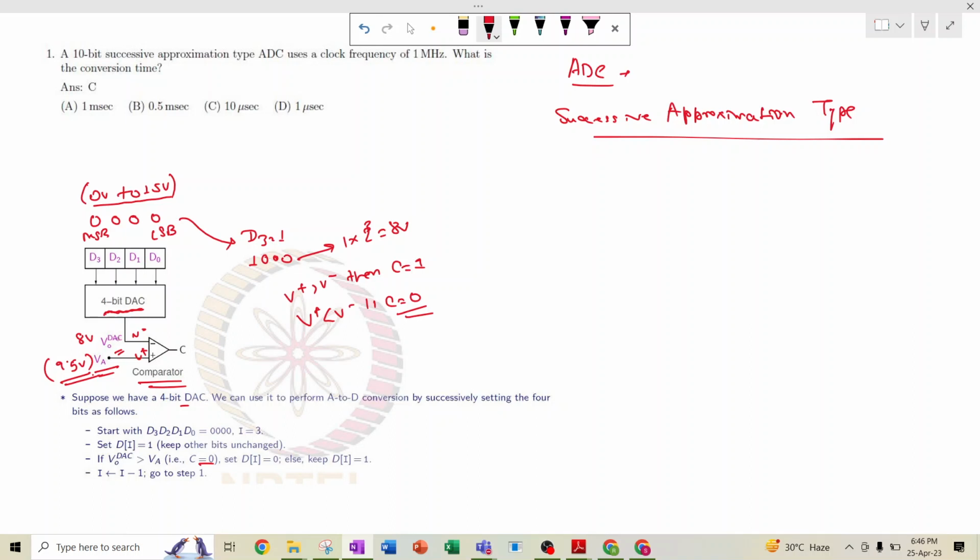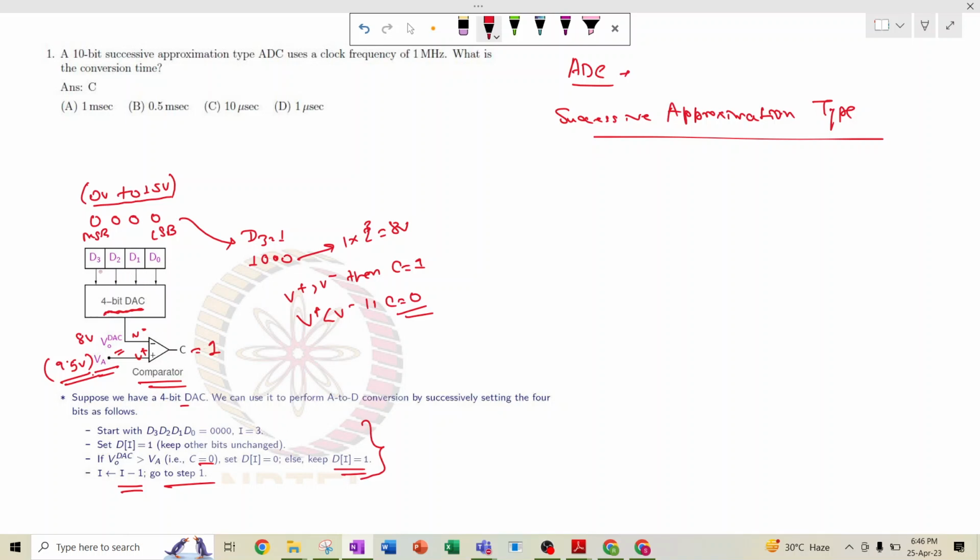So basically, this 8 volt is less than 9.5 volt. So now the comparator output will be 1, because 9.5 volt is higher than 8 volt. If that is 1, we keep D3 equal to 1, and then we move forward. Then we go from I to I minus 1 and go to step 1. So this is basically the algorithm, how it works.